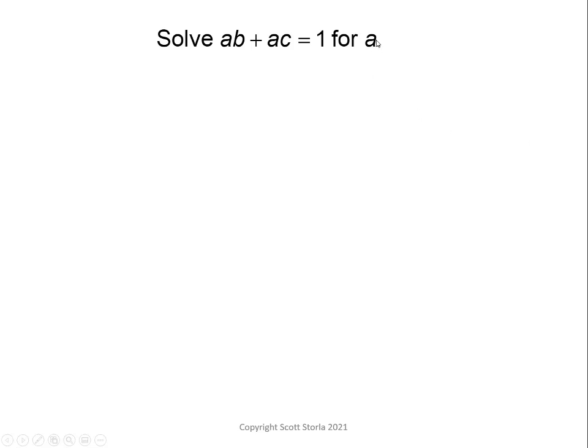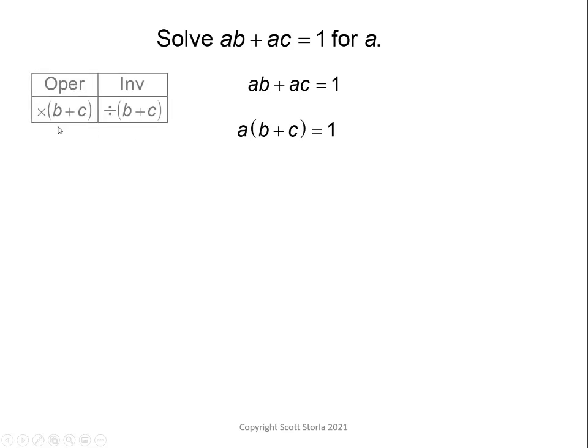Notice I'm trying to factor out the GCF in this situation. So if I factor out the a, I'll be left with a single a times the quantity b plus c, and then since there's a single operation happening to a, I can use a single inverse to undo that operation, and I've solved for a.